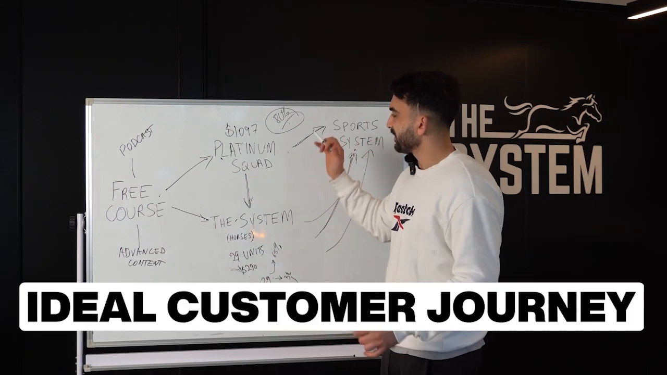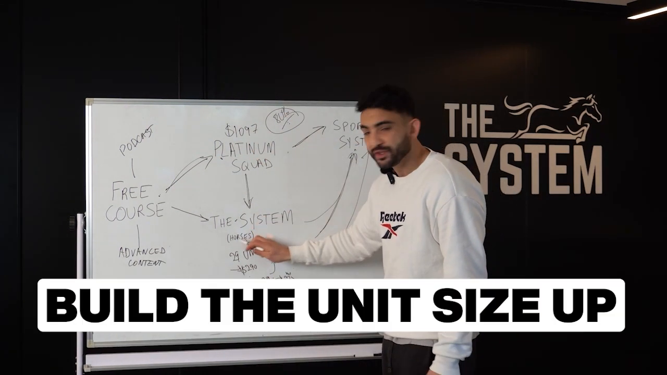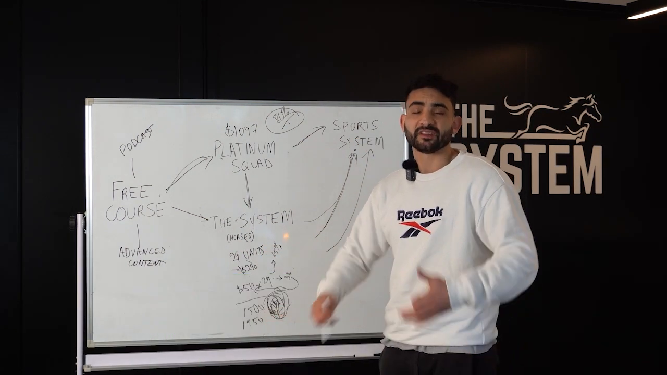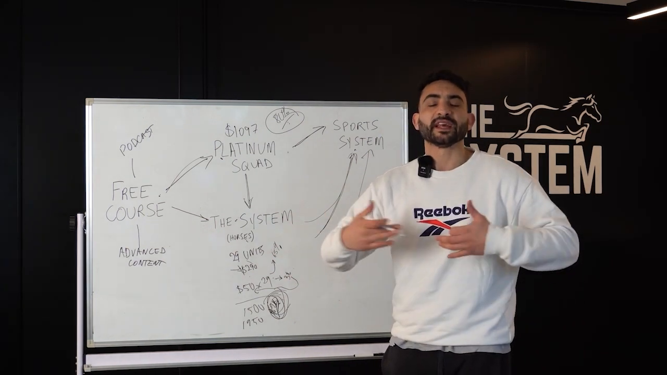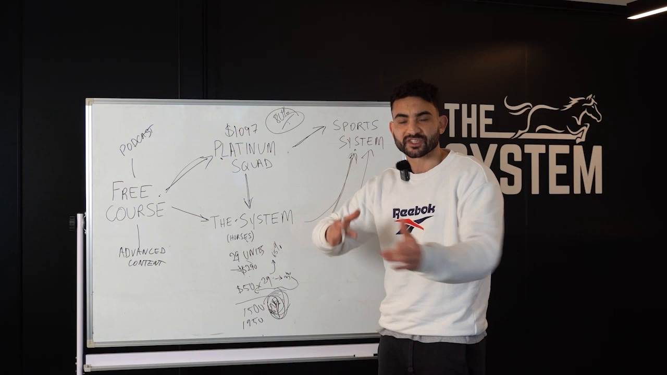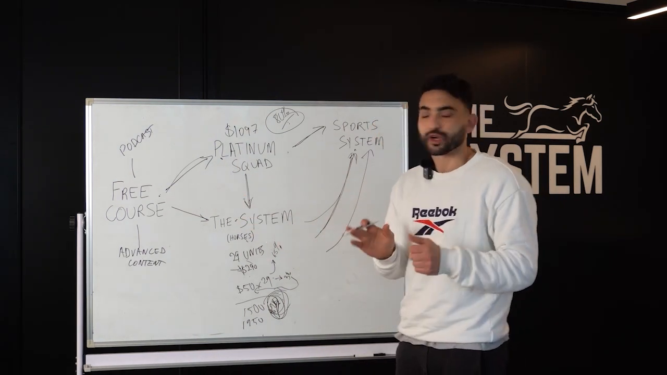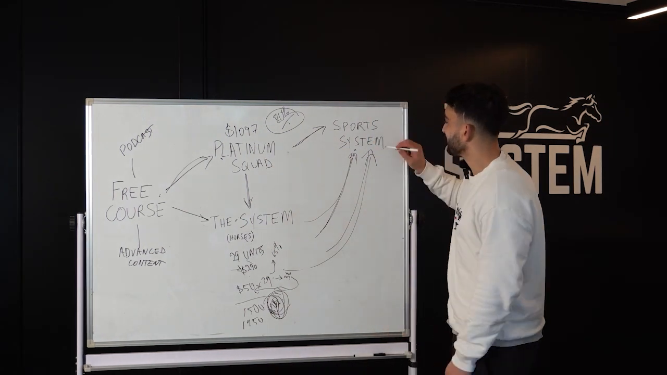So, ideal customer journey: free course, Platinum Squad, system after a month, build the unit size up on the system, work your way up to $50 unit sizes by month 6, assuming bankroll, assuming progression, assuming number of accounts. Get as many accounts active as you can so that you're spreading your bets across multiple bookmakers. And then after 6 months, you can go, all right, let's work to moving towards this. You then start following this.